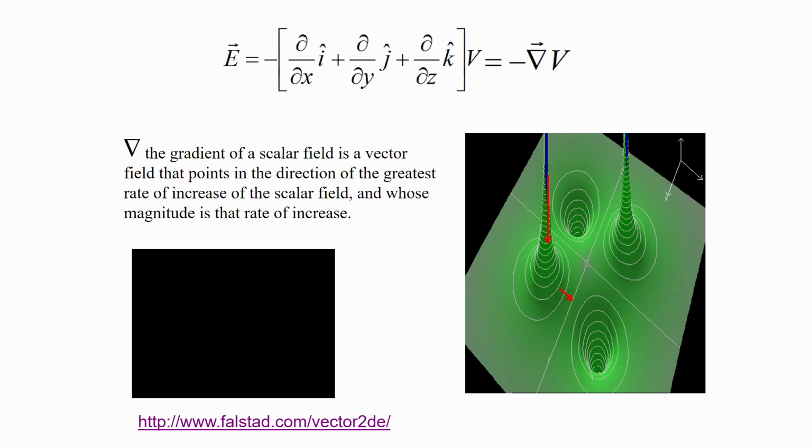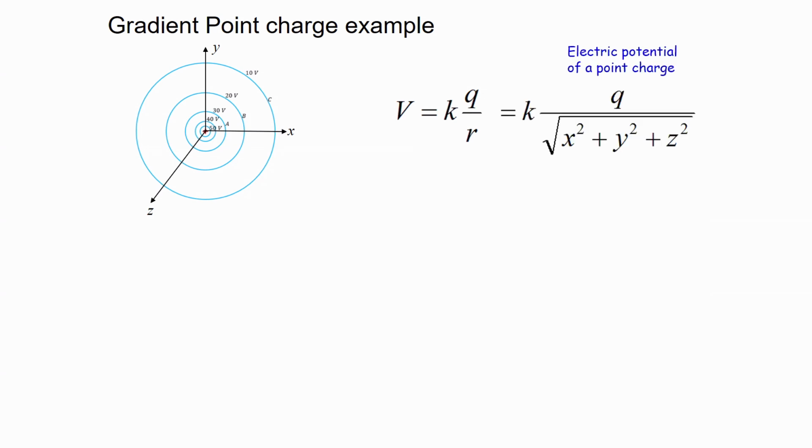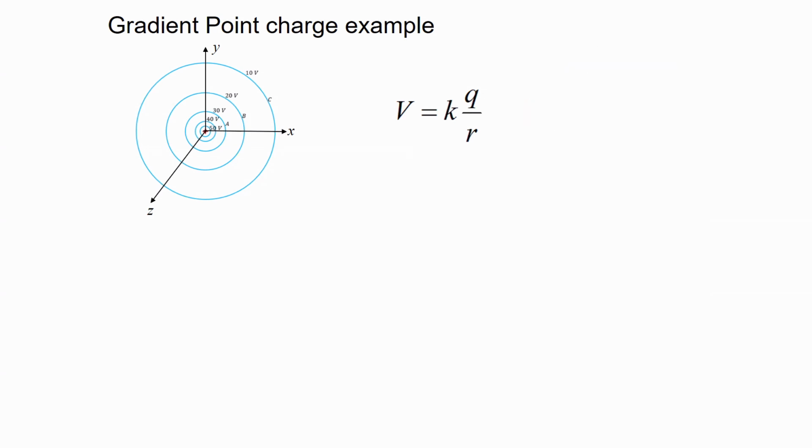Just need to move on here a bit. So I want to do an example in calculating the electric field from the potential for the case of a point charge. And we want to do this in Cartesian coordinates. Life is a little easier.